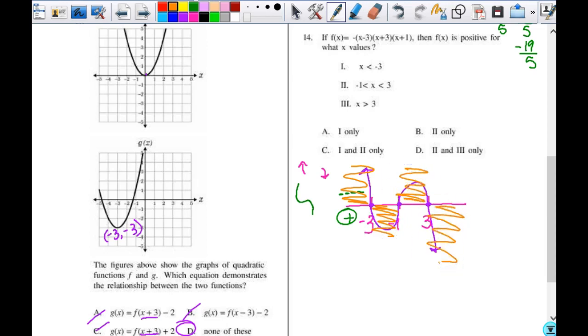What I'm looking for is when it's positive. Okay, so it's positive when x is less than negative 3, and it is positive when x is between negative 1 and 3. So it is 1 and 2.